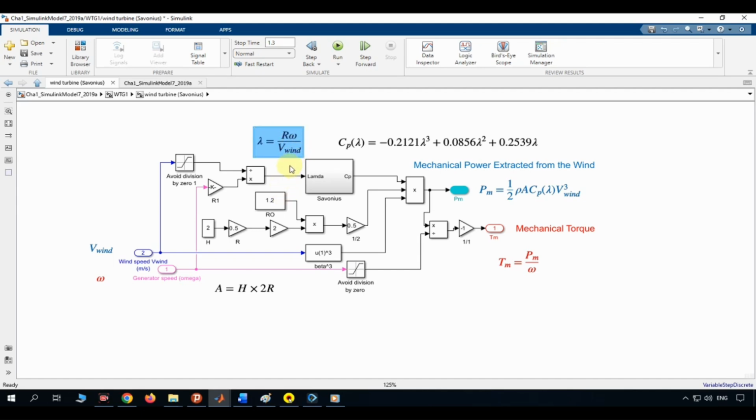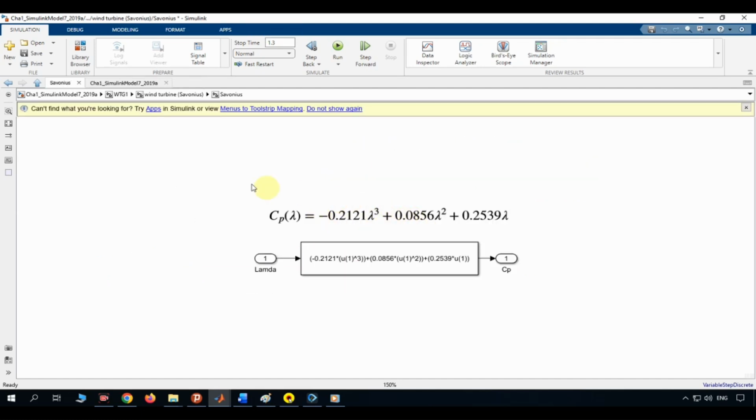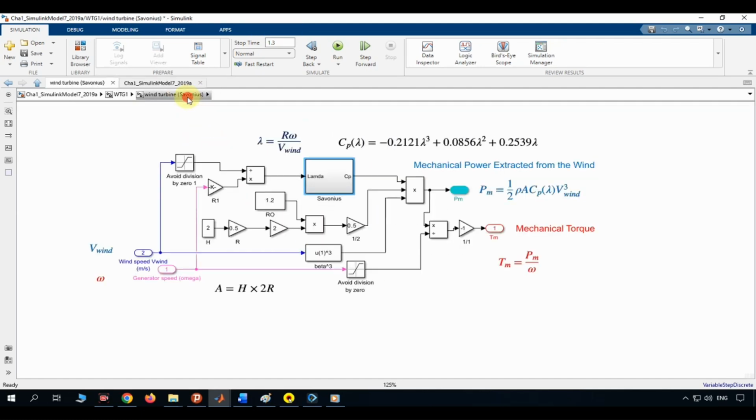The relationship between Cp and lambda for this Savonius turbine is implemented using a cubic polynomial, shown in the block labeled Savonius. This polynomial was fitted from the turbine's characteristic power curve, and it allows the model to estimate how efficiently the turbine captures wind energy at any operating point, without needing a complex aerodynamic simulation.